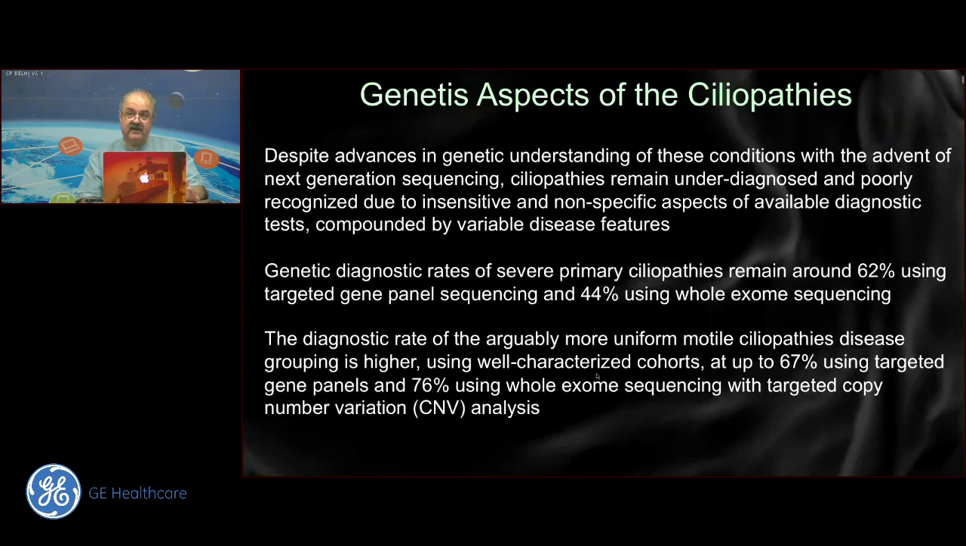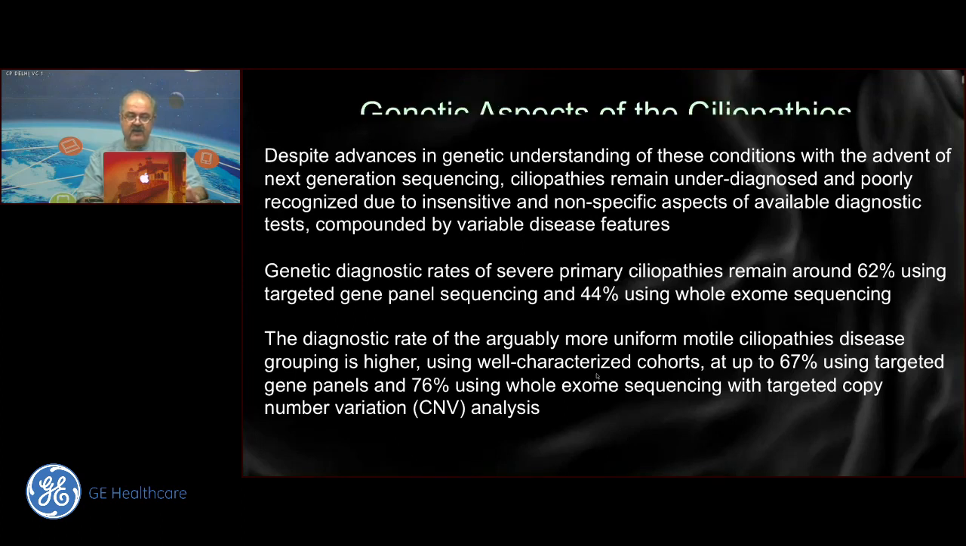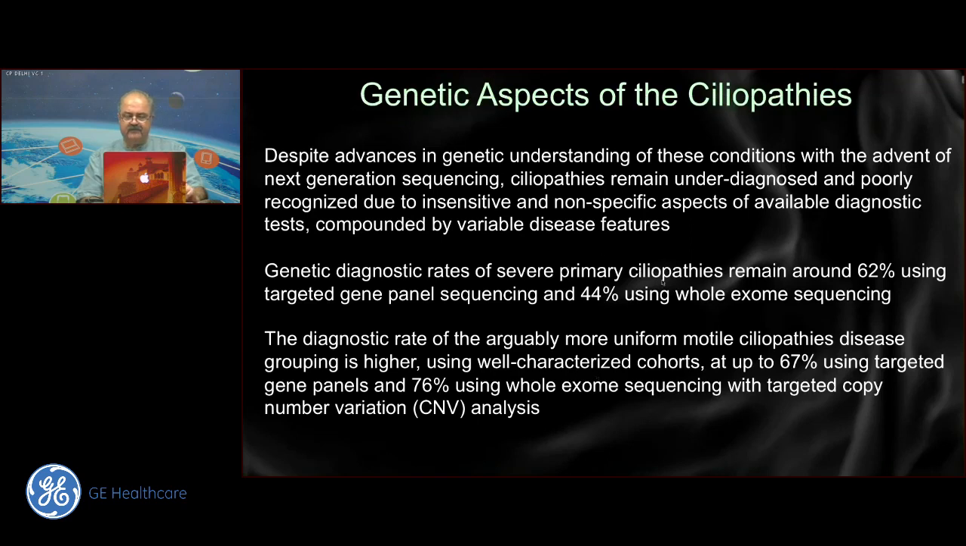About 2/3 of them are identified, the remaining 1/3 still remain a dilemma. And typically, we find that if I were to use a targeted gene panel for that bunch of genes that we just mentioned, I would end up identifying 62% of them. And if I do a whole exome sequencing, I would identify about 44%.